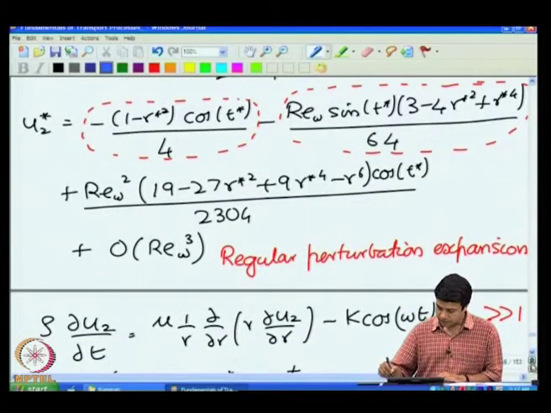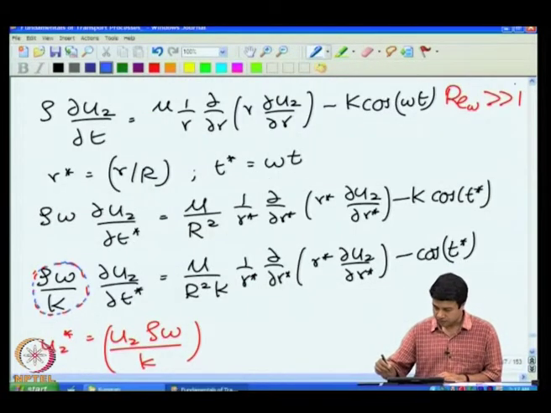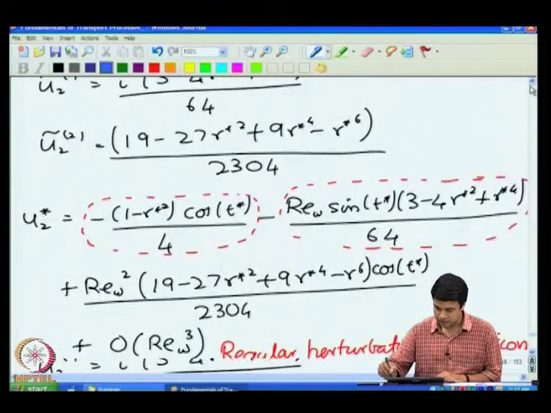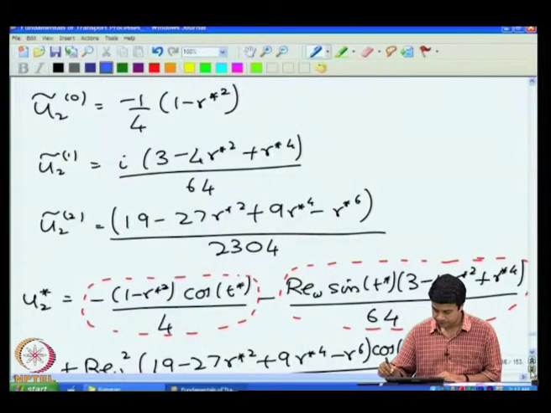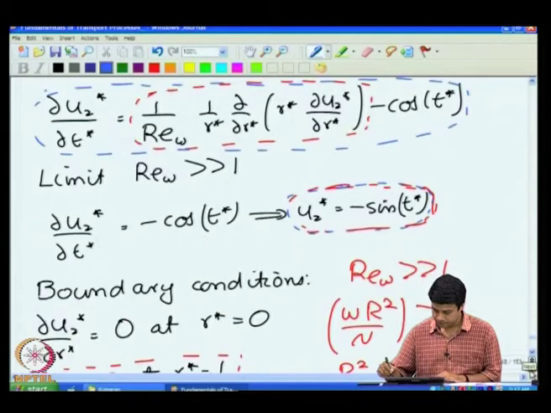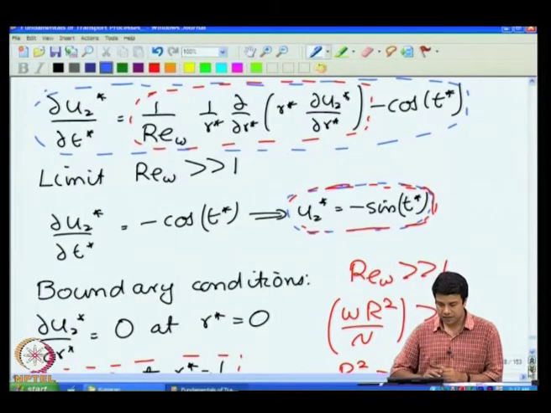How about the limit where Re omega is large compared to 1? Okay. So, this is the limit where inertia is dominant. In that case, I should scale the velocity by the inertial scales in the equation, and I have 1 over Re omega multiplying the viscous term. Naively, you would think you can just neglect this term and proceed and get a solution. Solution turns out to be simple, uz is equal to minus sin t.